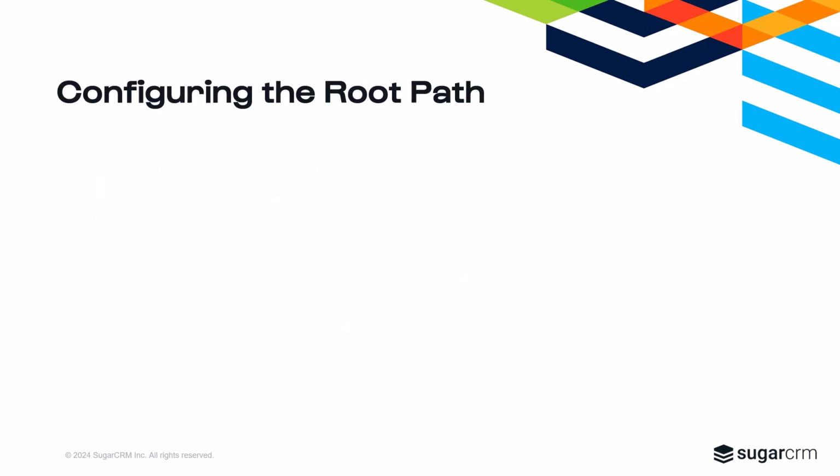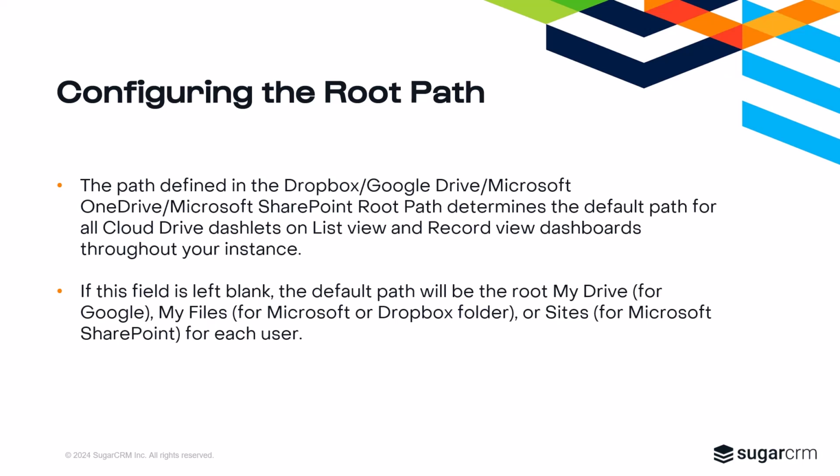First, we have the root path. The path defined in the Dropbox, Google Drive, Microsoft OneDrive, or Microsoft SharePoint root path determines the default path for all Cloud Drive dashlets on list view and record view dashboards throughout your instance. If this field is left blank, the default path will be the root My Drive for Google, My Files for Microsoft or Dropbox, or Sites for Microsoft SharePoint for each user.